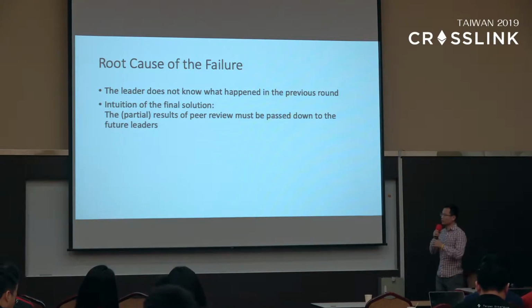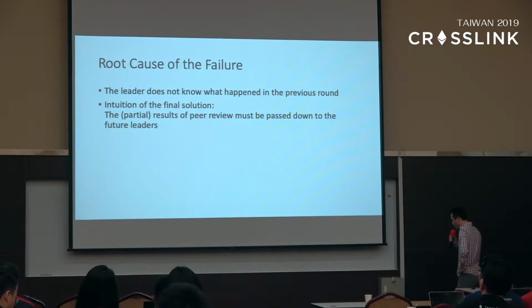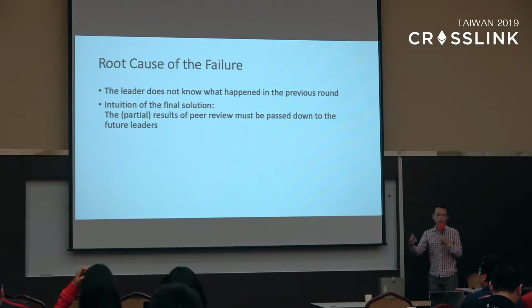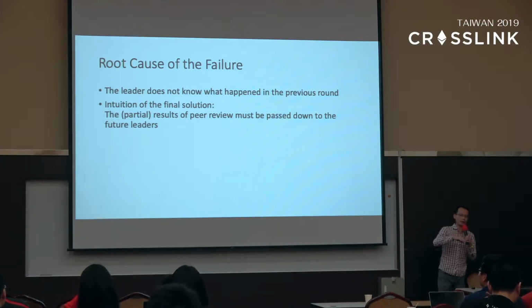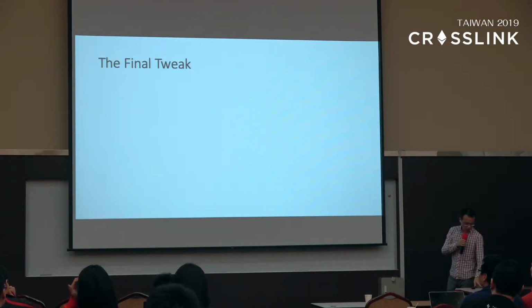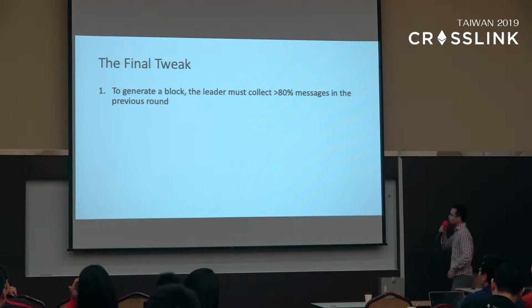So to solve this issue, our idea is to pass down the knowledge in the past to the future. Okay? More precisely, we're going to pass down the results or some partial results of the peer review to the future leaders. So the future leaders can know what happened in the past. And based on this information, the leader can produce a correct block proposal. Okay, so let me show you the final algorithm.